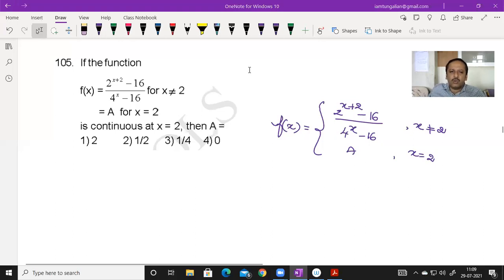f(x) = (2^(x+2) - 16) / (4^x - 16) for x not equal to 2, and it is a for x equal to 2.